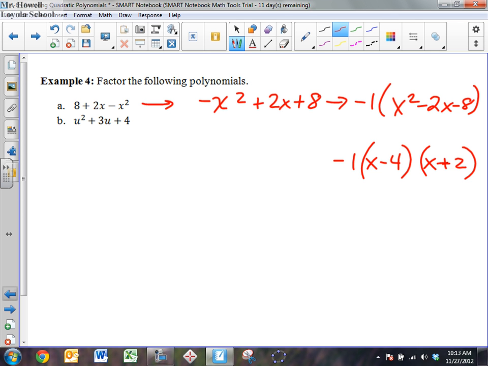So, how many factors are there? It's kind of a weird question to think about. How many factors are there? 3. How come? What's the third factor? Yeah, the negative 1 is like a third factor there. So there's 3 factors in that problem. Can we just multiply times negative 1 to get everything switched?